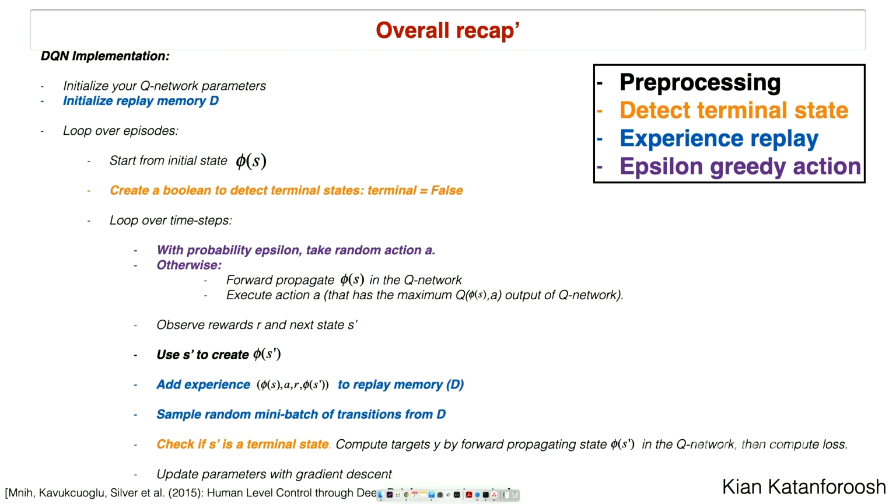Observe that next state, add it to the replay memory, sample from the replay memory, and then train on that sample. And in the process, you will need to do another forward pass because you need to estimate your target Y using the immediate reward plus the Bellman equation, plus the discounted future reward.